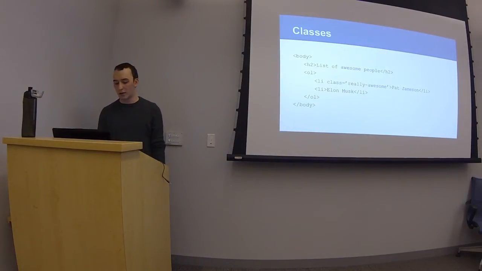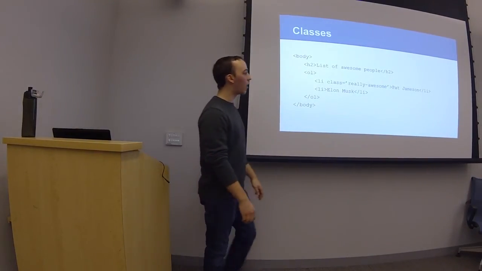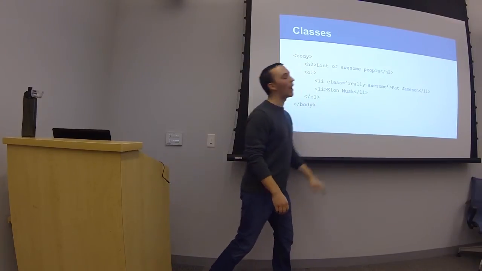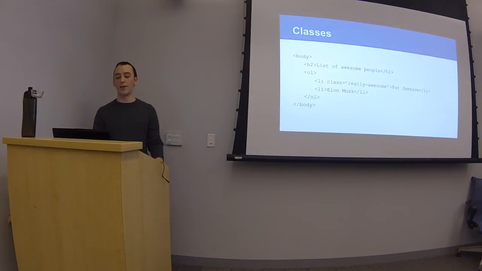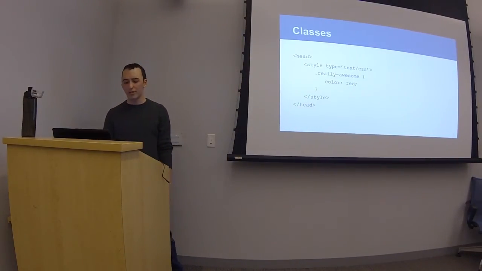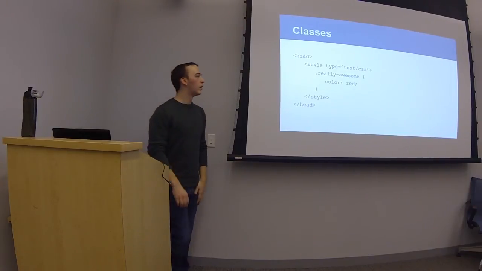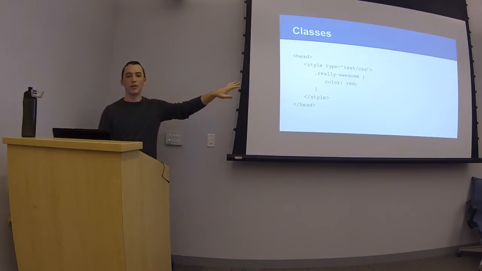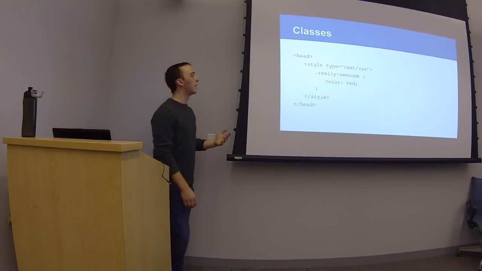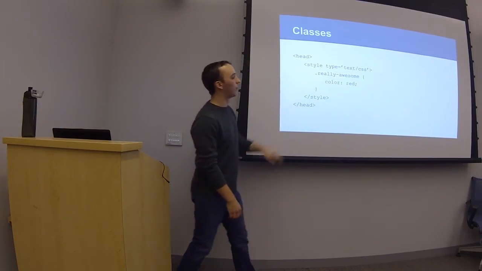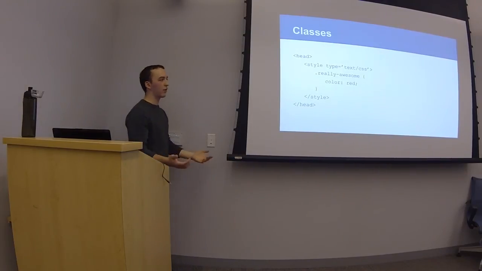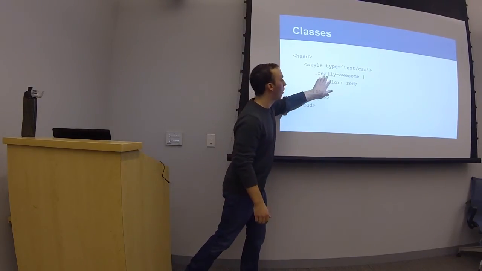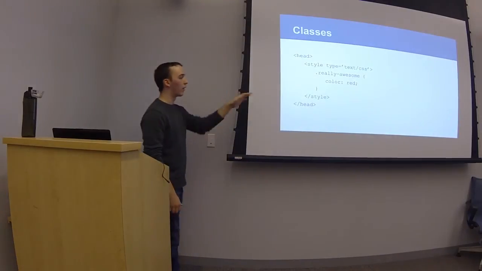And what we can do is go into the CSS and target only this class instead of all the list elements. So it looks something like this. You'll notice that the only difference between this and us targeting the paragraphs or the list is that I have a dot in front. And that dot just says that I'm targeting a class called really awesome, and I want the color to be red.